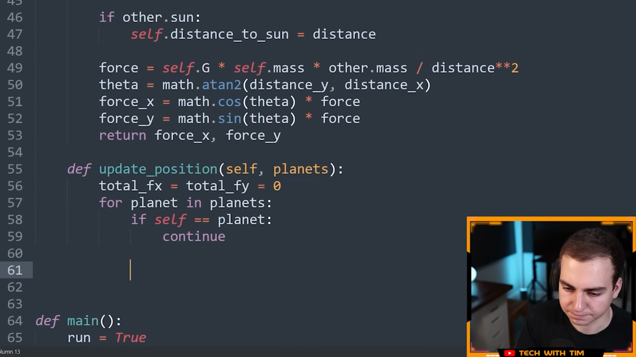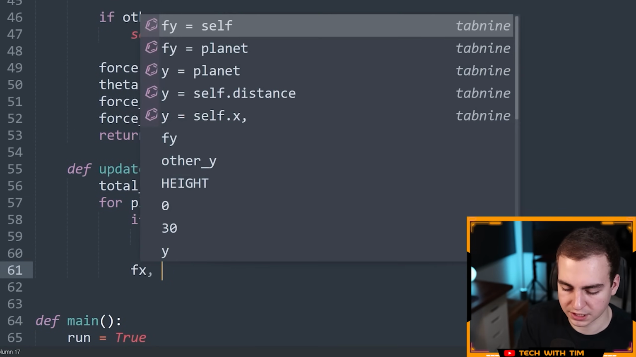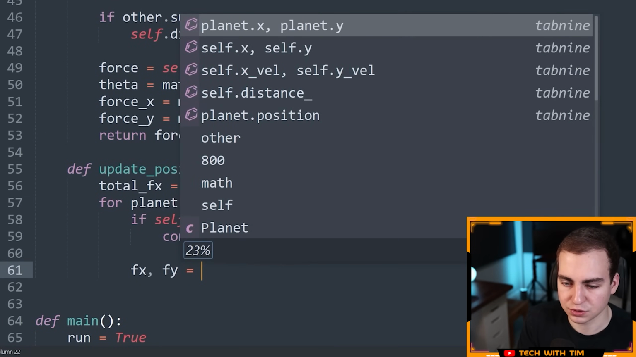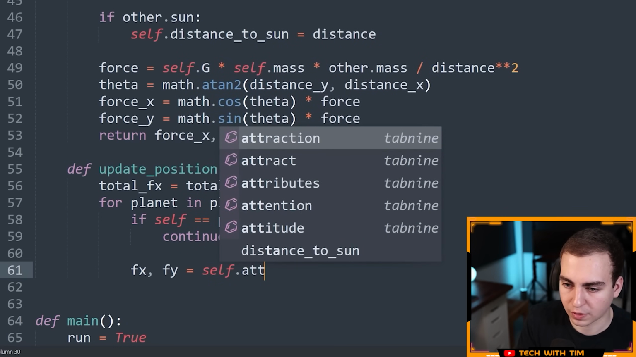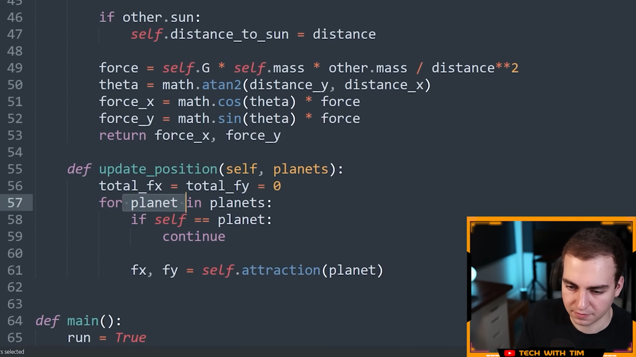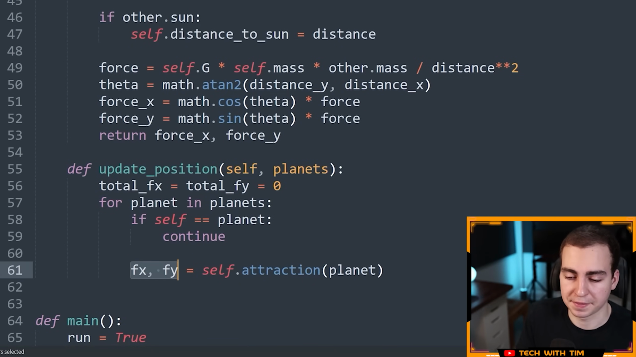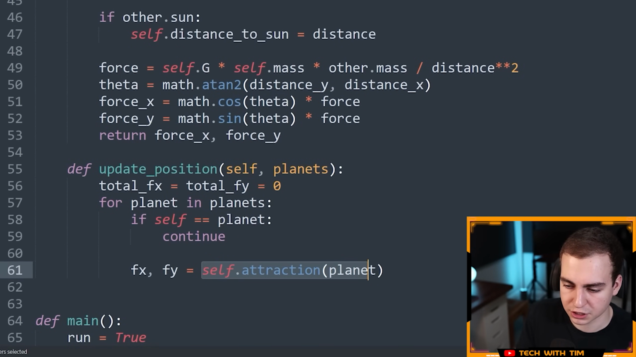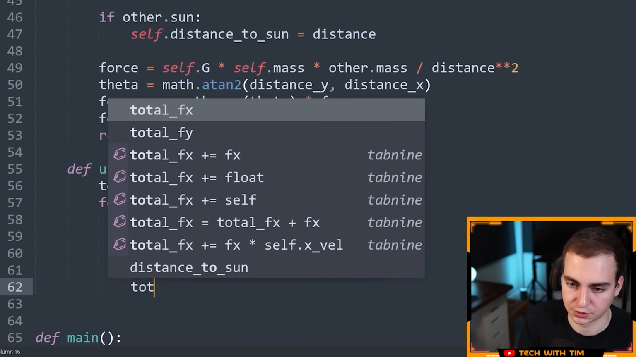Anyways, continuing. Now what we're going to do is say that force_x, force_y is equal to self.attraction of this planet. Again, for every single planet, we're going to calculate the force x and the force y that it's exerting on this planet. We say self.attraction of planet, that's what's doing the calculation here. That gives us the fx and fy. And then we're just going to add to these two variables.